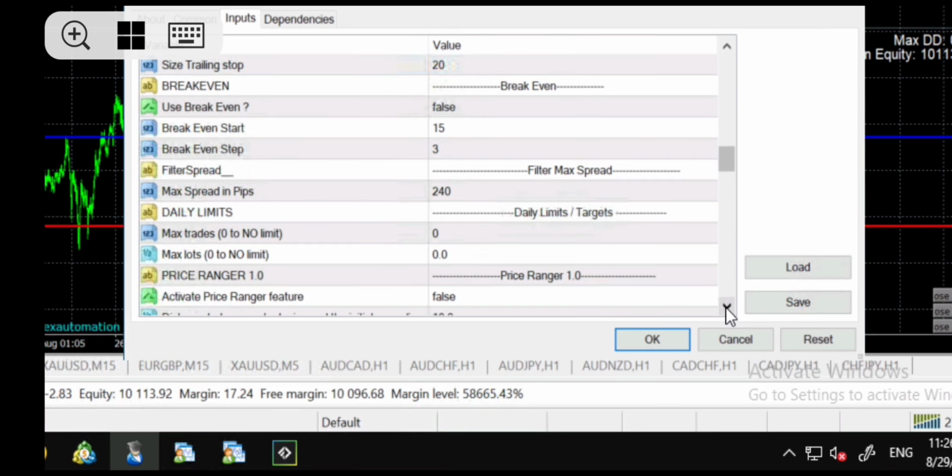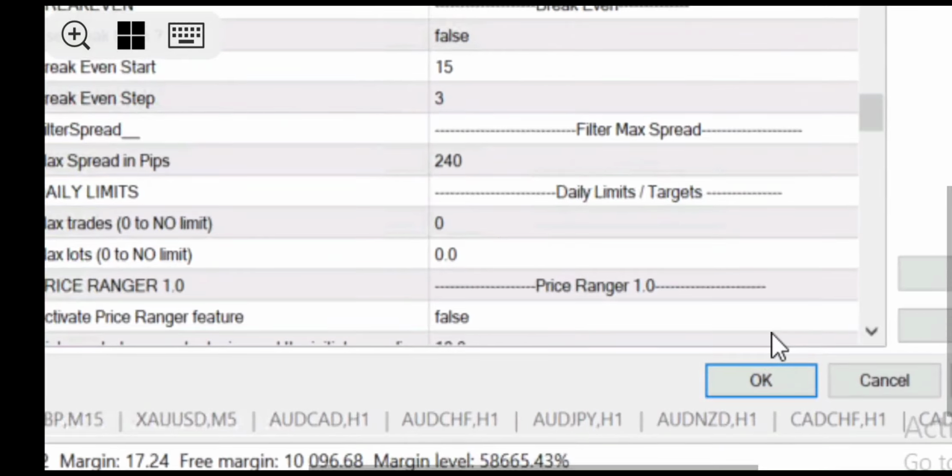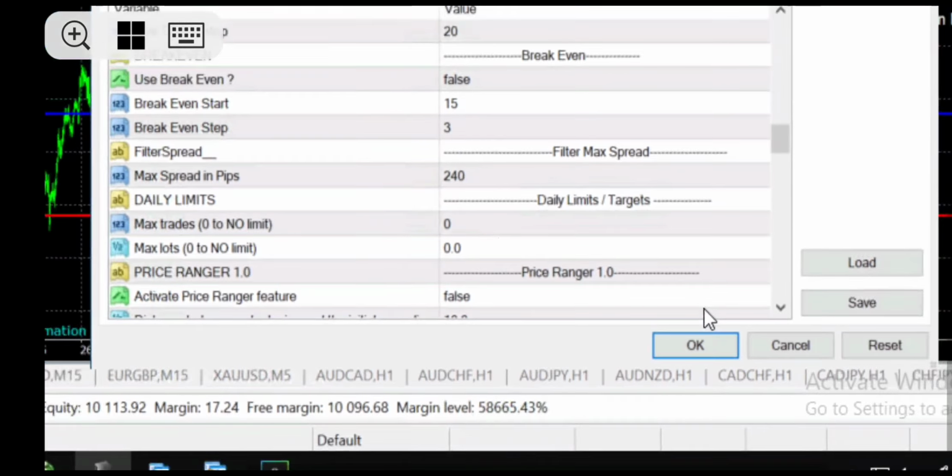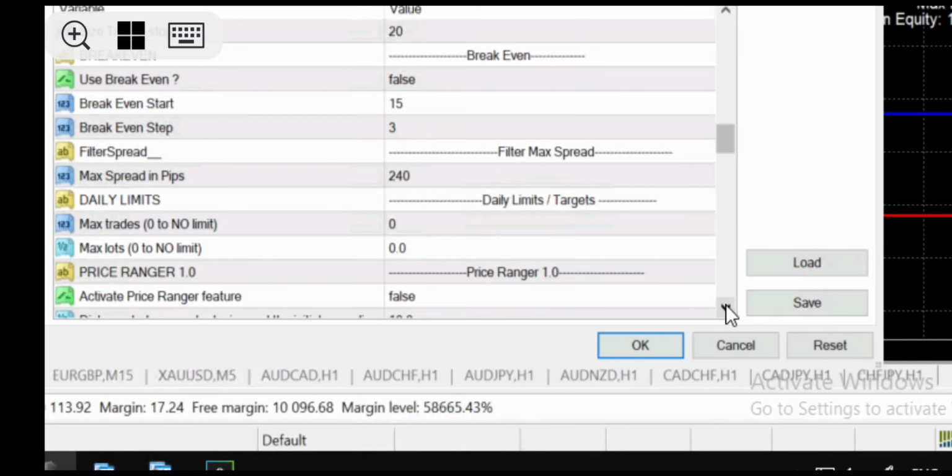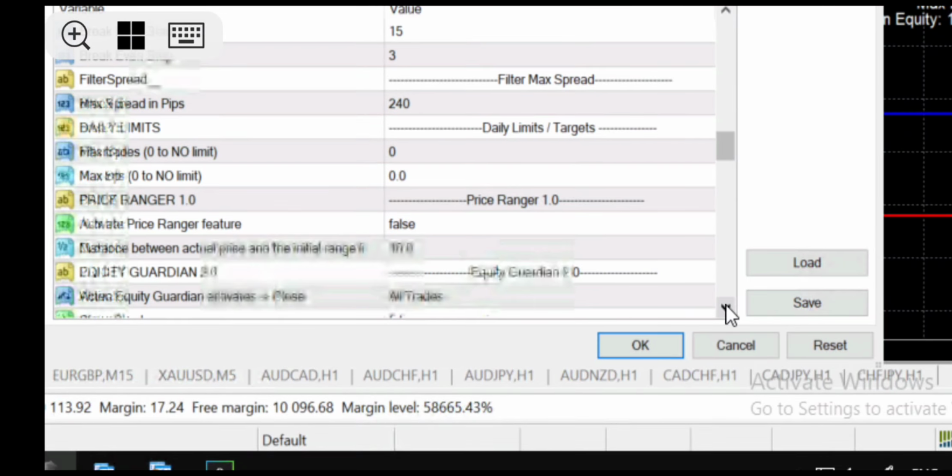Now this is where it gets interesting. Now we'll see we have daily limits. It's saying maximum trades per day. So if I set 10, then once this EA opens the 10th position in a day, it will stop trading. It will not open any other position again. So we have price range. Well, price range, I don't really want to talk about it, but it is when price is ranging between a high and a low.